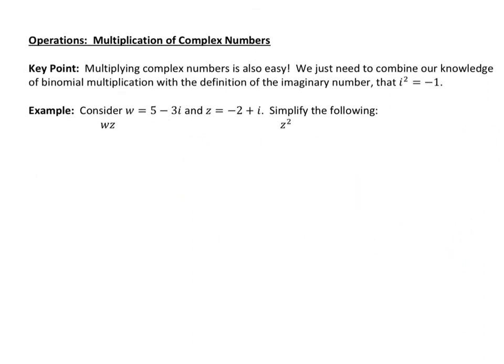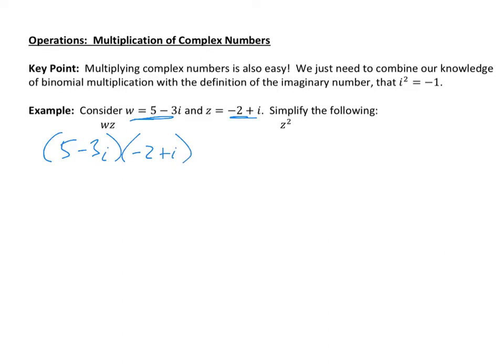The next operation we'll talk about is multiplying complex numbers. Turns out this is also pretty easy. Slightly harder because we have to combine our knowledge of binomial multiplication with the definition of the imaginary number. So as long as you're comfortable and can remember that i squared is negative 1, we're going to be just fine here. Right? So if you were asked to do w times z using these complex numbers, w for us is 5 minus 3i, z is negative 2 plus i.